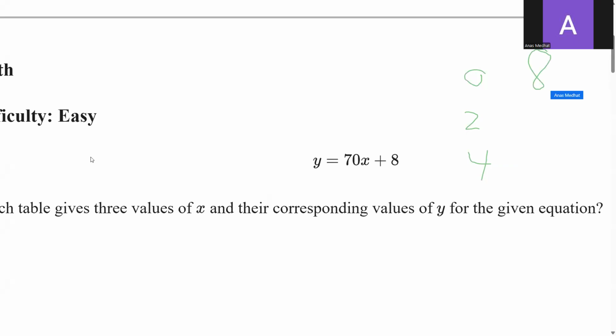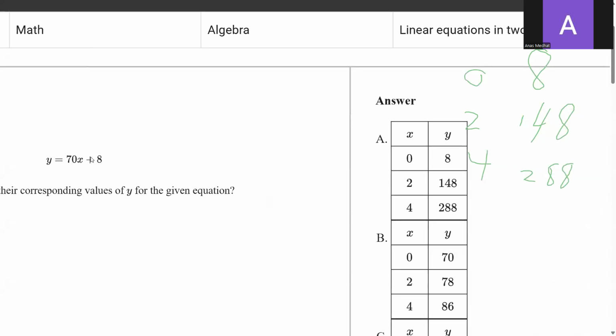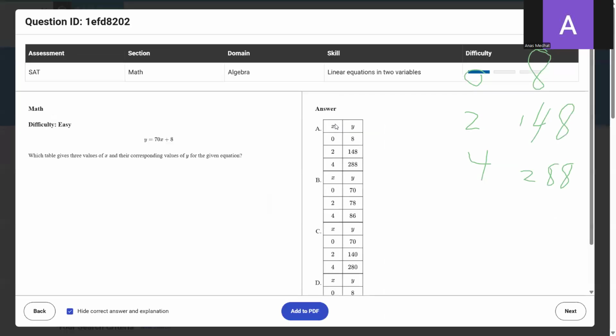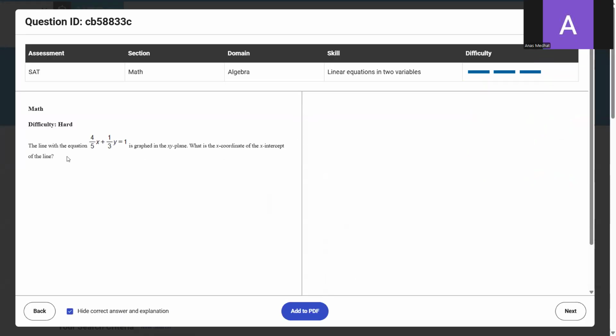If we substitute 2, 2 times 70 is 140. 140 plus 8 is 148. Let's substitute 4. 4 times 70 is 280, plus 8 is 288. So the answer is A directly. Yes, correct. Let's go to next question.